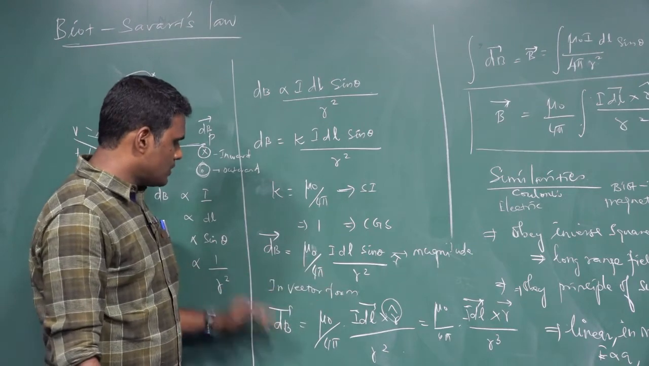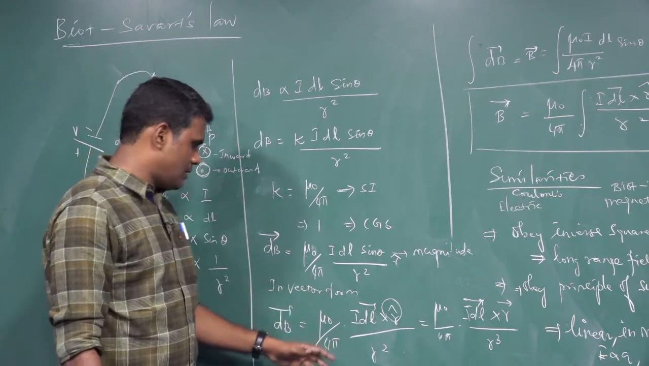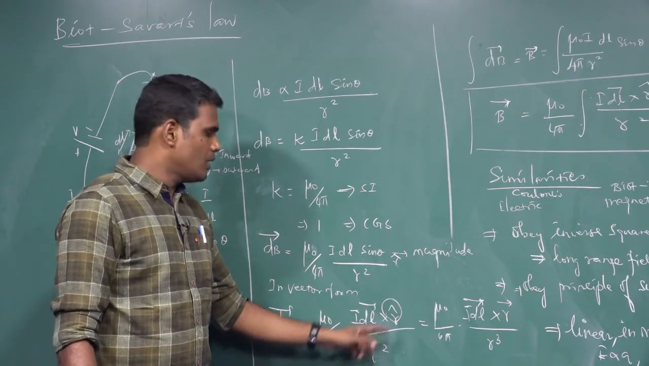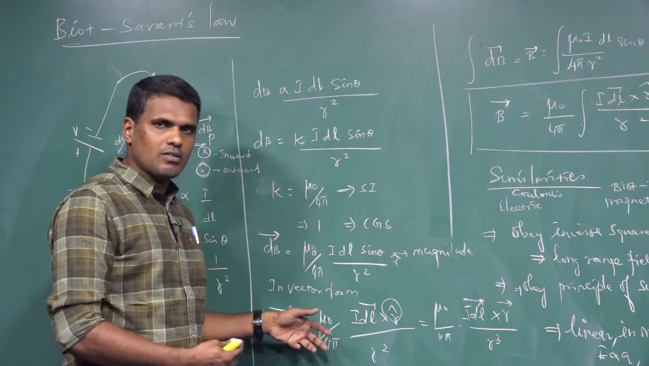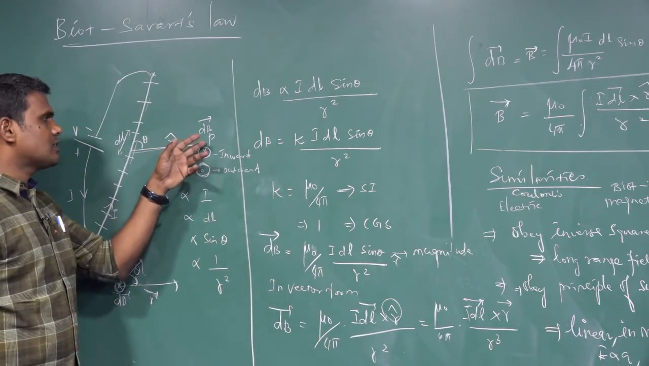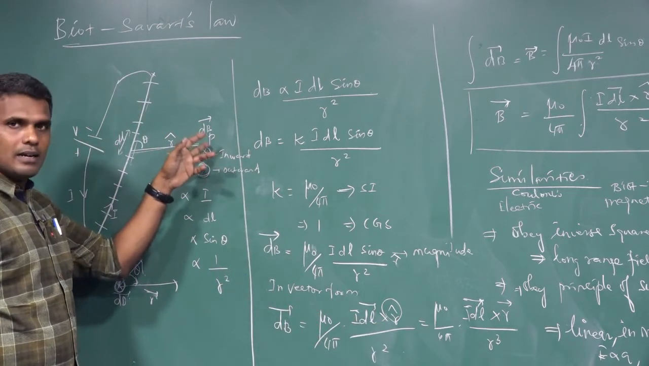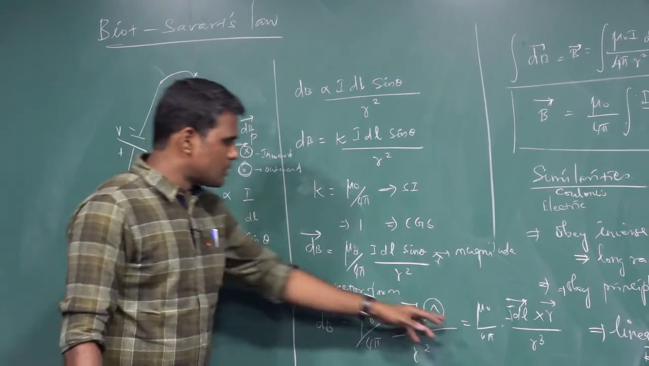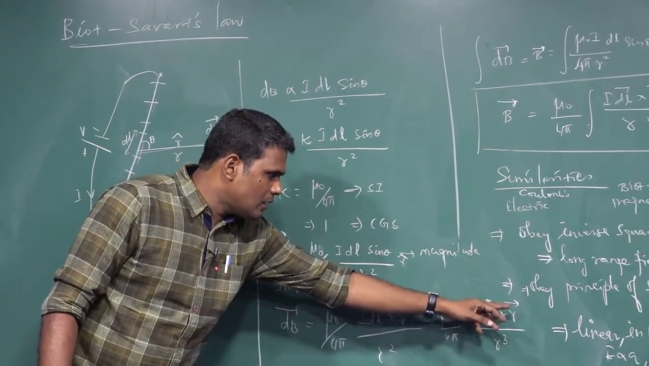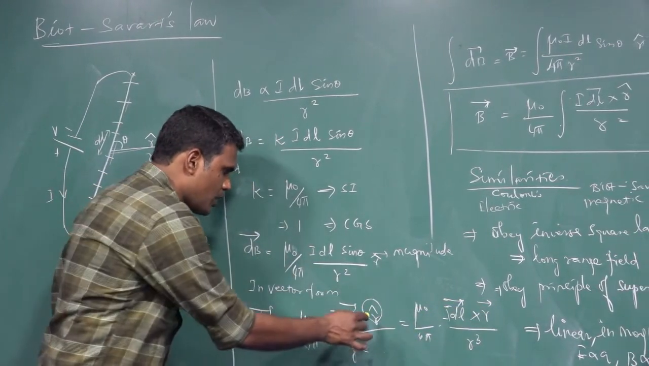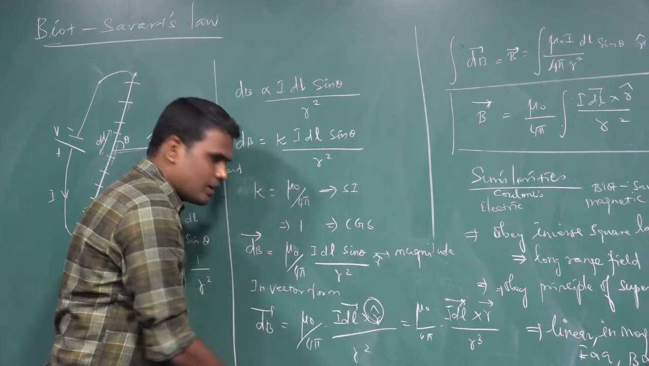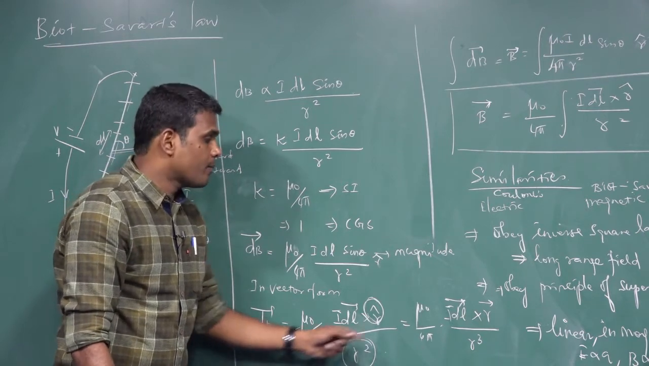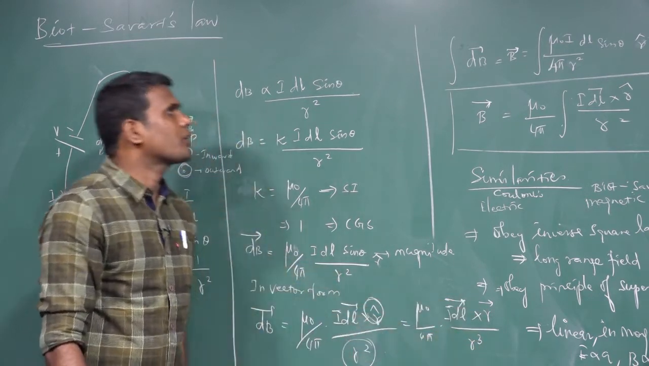In vector form, this dB vector can be given in terms of cross product, mu naught by 4 pi I dl vector cross r cap divided by r square. With this cross product, by applying right hand rule, I can say the direction of magnetic induction dB vector will act perpendicular to the plane containing the two vectors I dl vector and r vector. And this is also expressed in terms of mu naught by 4 pi I dl vector cross r vector divided by r cube. See this one, when you express in terms of unit vector, denominator will be possessing a power r square. In terms of vector, it will be r cube.